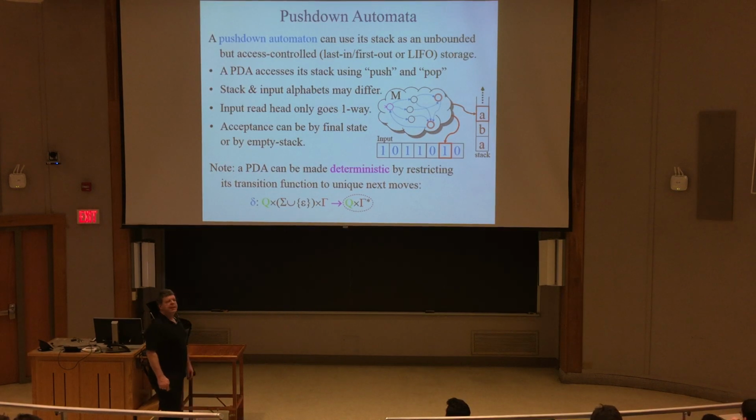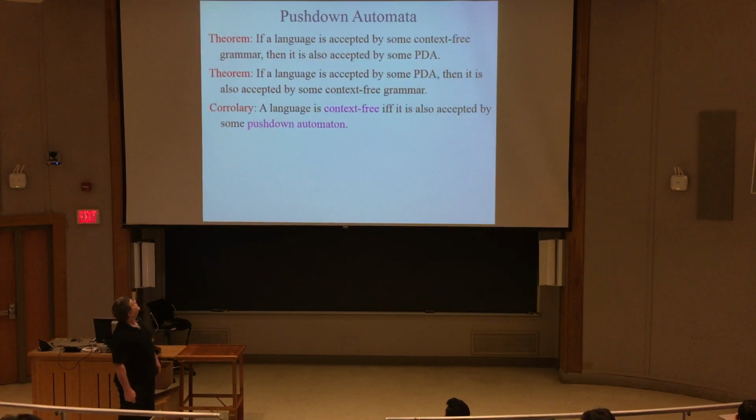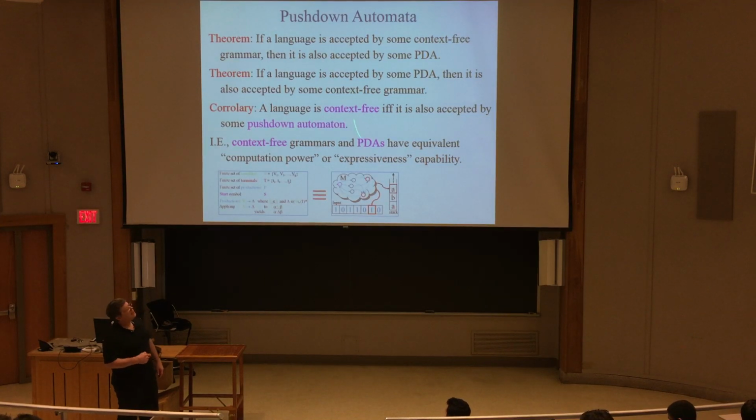So we said that non-determinism is built into the push-down automata. We said that a language is context-free if and only if it's accepted by some push-down automata. Which one? We don't care. As long as there exists one that accepts it, that language is context-free.